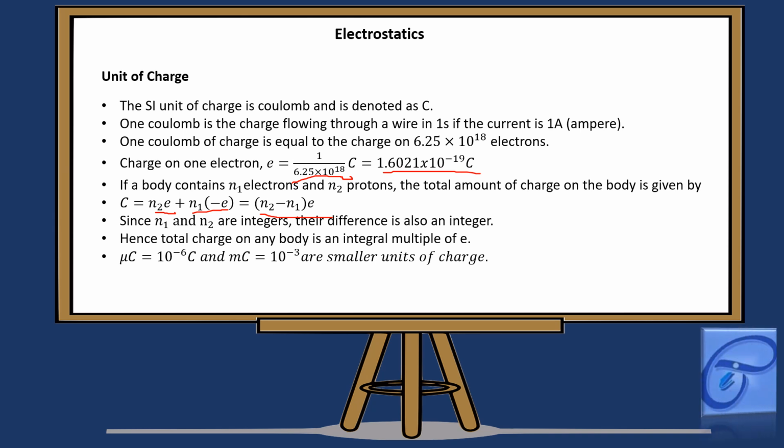So what is the SI unit of charge? Coulomb, and it is denoted by C. What is the charge on 1 electron? 1.6 into 10 raised to minus 19 coulomb.